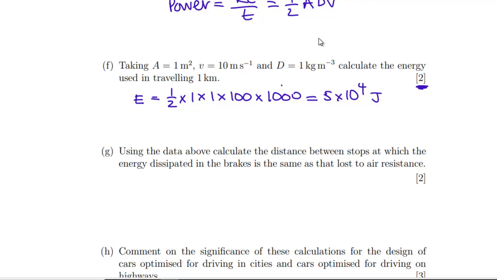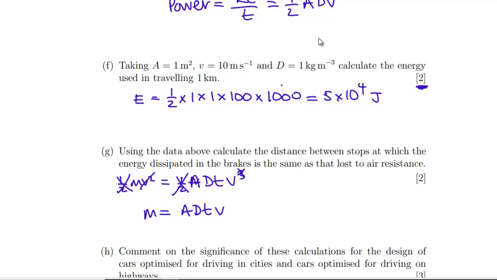So G, using the data above, calculate the distance between stops at which the energy dissipated in the brakes is the same as that lost to air resistance. So we had the energy dissipated in the brakes, which was our half mv squared, and that needs to be equal to what we just worked out here, half A d t v cubed. We can cancel some v's, we can cancel the halves. So we've got m is A d t v.